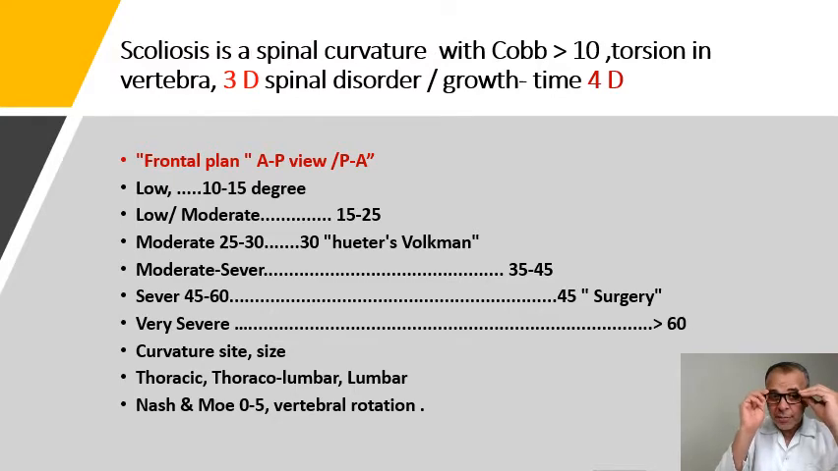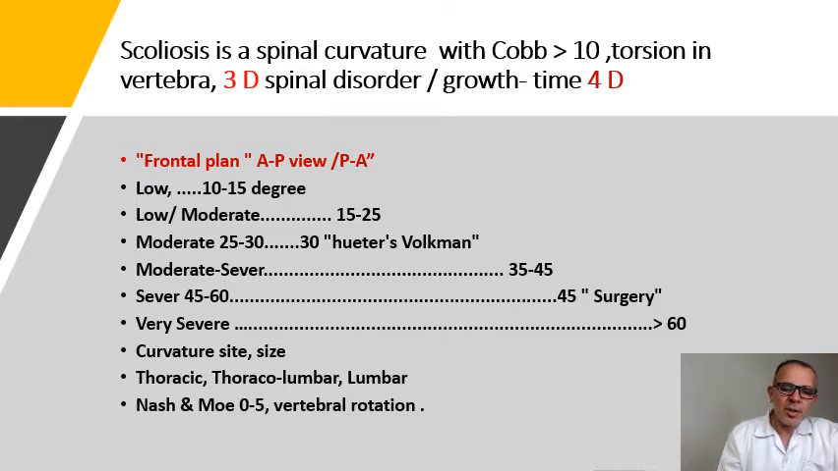Torsion means the vertebra will rotate on the axial plane. When we add growth and time to this torsion of the vertebra, it makes it, instead of a 3D problem or disorder, a 4D one, because time and growth are very critical factors when we diagnose and treat our scoliosis patient. So on the frontal plane, the AP view or PA view actually, we have the low curvature, which is 10 to 15 degrees, and the low to moderate, 15 to 25. It's just a different division according to the Cobb angle: low, moderate, severe, very severe.